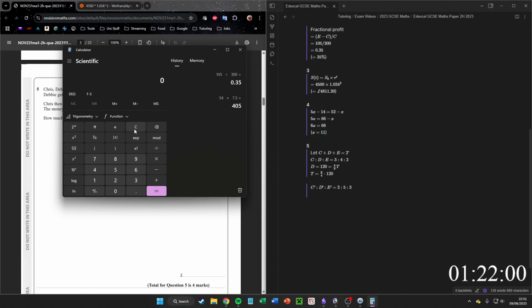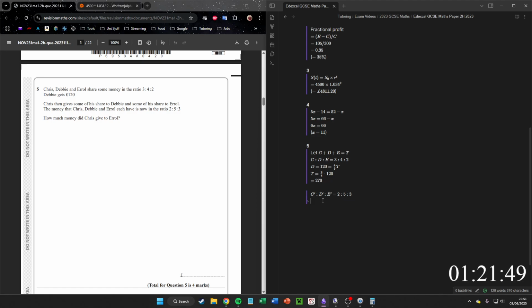I'm sure that maybe I could do that in my head, but again, why not use a calculator if you've got that ability? So 9 divided by 4 multiplied by 120 gives us that the total amount of money involved is £270. So then now at the end, C, D, E. So we need to find the change in Errol's money. So E is equal to 2/9 of that £270. Obviously, a ninth of 270 is 30, so we can just say quite easily that is £60 that he had initially.